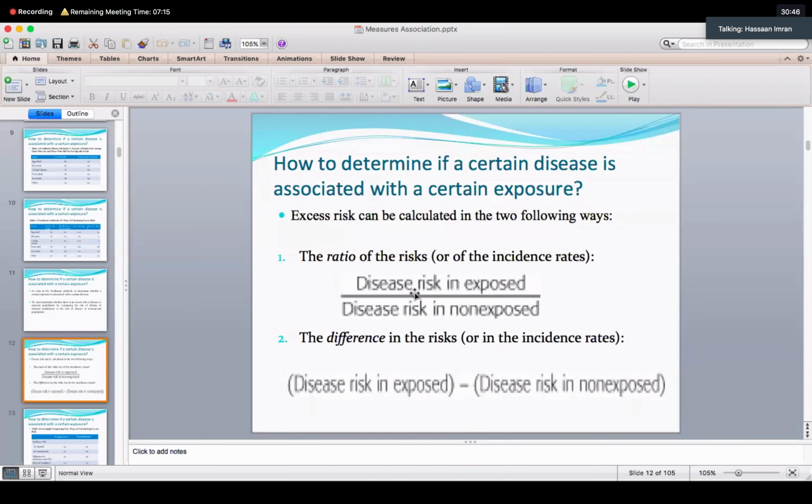So this is known as relative risk, which is also known as risk ratio. And this difference, disease risk in exposed minus disease risk in non-exposed, is known as attributable risk. The difference in the risk is known as attributable risk, and the ratio of the risk is known as risk ratio or relative risk. Got it?